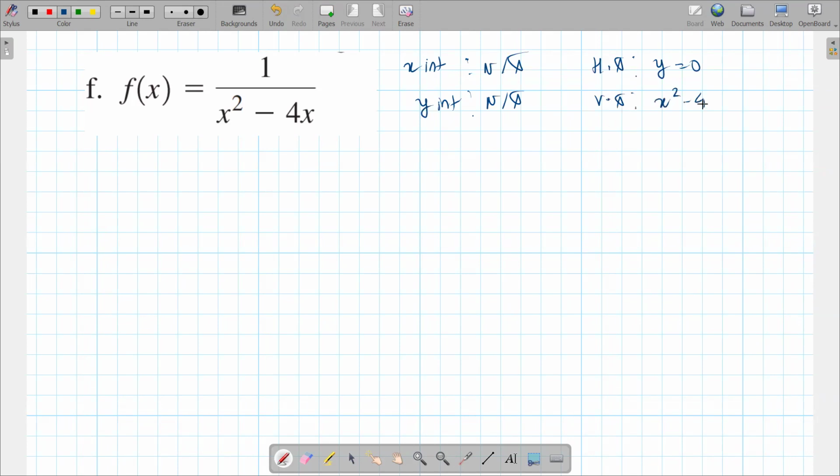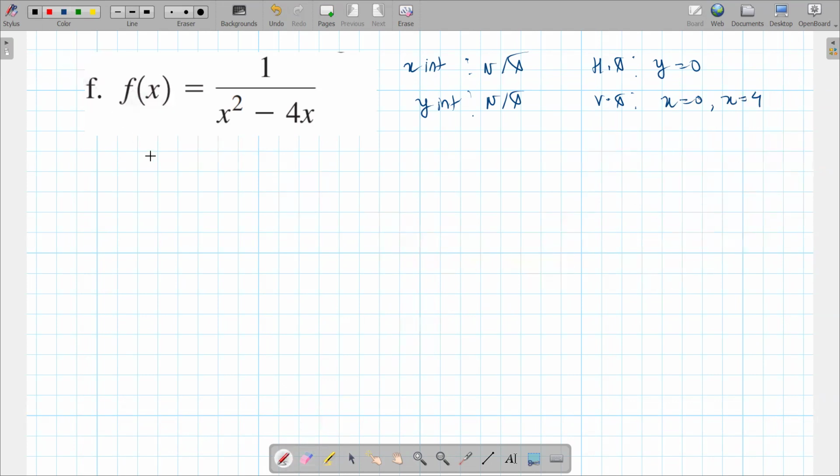For the vertical asymptote, you just set the denominator equal to 0. So x squared minus 4x is equal to 0. How do we solve this for x? Remember, to solve any quadratic or polynomial, you always factor it. So you take out an x, and you're left with x minus 4 equal to 0. This means that either x is 0 or x minus 4 is equal to 0. These are your two asymptotes, at x equals 0 and at x equals 4.